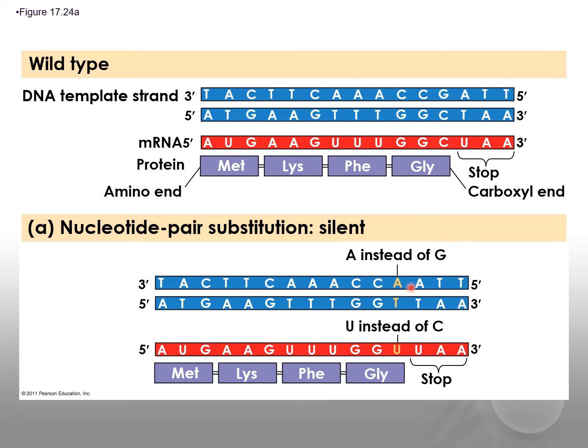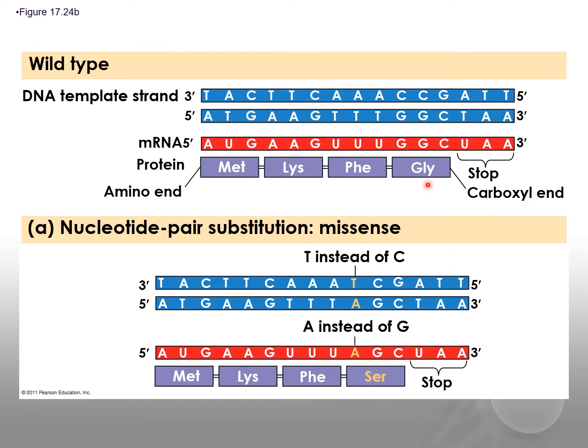Now, let's say that an adenine replaces a guanine. In this position up here, we have the guanine. Instead of guanine, we have adenine now. So what happens is this codon is changed. We have GGC right here, and now it's GGU. However, both of these codons code for the same amino acid. So this would be an example, of course, of a silent mutation.